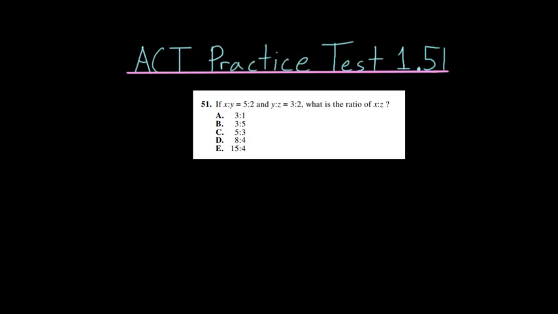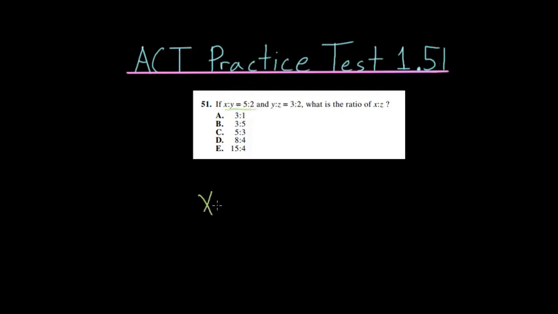For the 51st problem on this first ACT practice test, if the ratio of x to y is equal to 5 to 2, and the ratio of y to z is equal to 3 to 2, what is the ratio of x to z? So with ratios, you can think of them simply as fractions. So we can rewrite this first equation here.